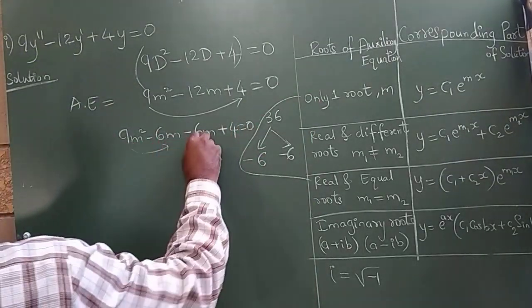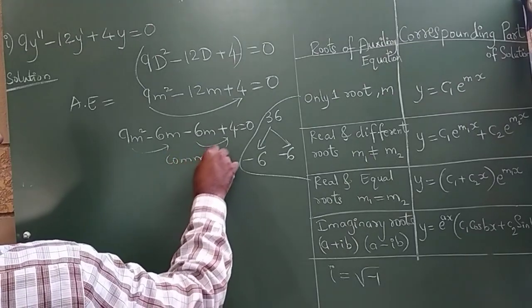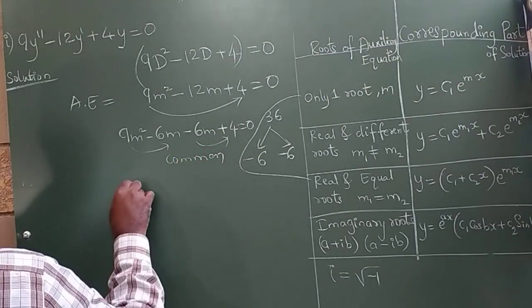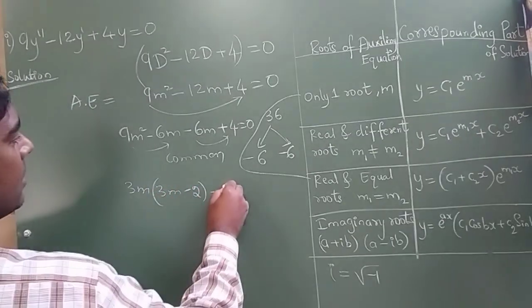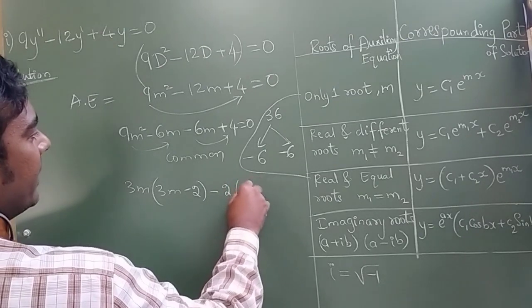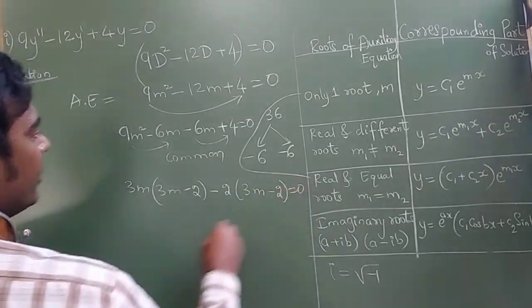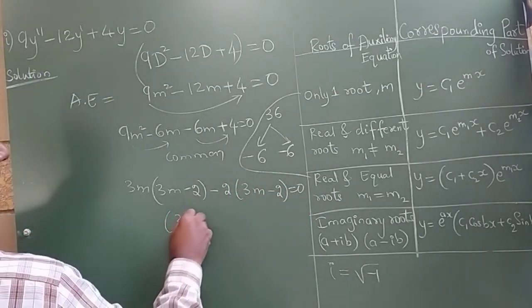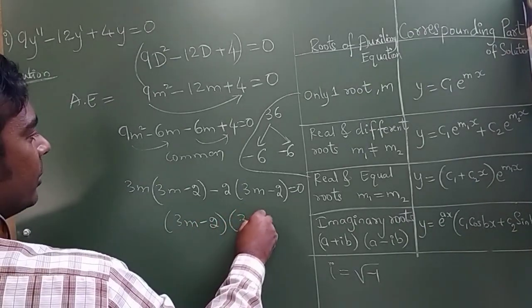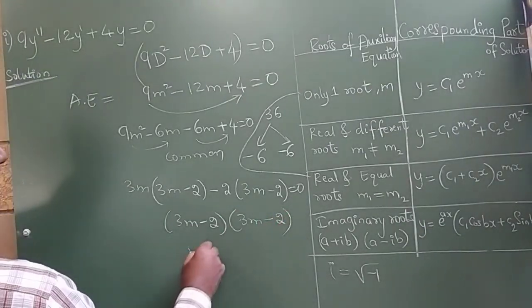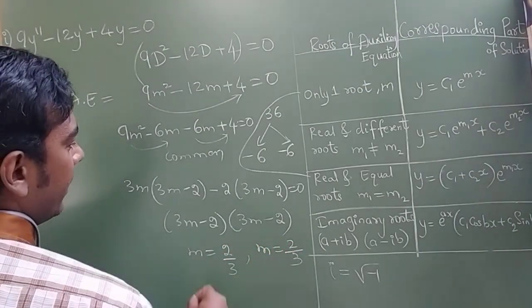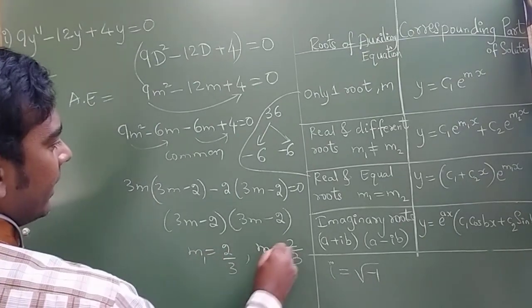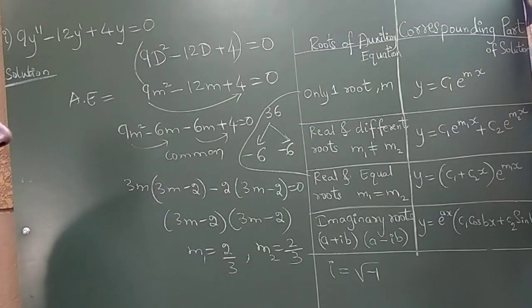Fine. In this 2 and in this 2, what is common? 3m is common. So 3m minus 2. Here 2 is common. So it will be 3m minus 2 is equal to 0. In this 2 again 3m minus 2 is common, here also 3m minus 2. So m is equal to 2 upon 3. m is equal to 2 upon 3. So you can see this is m1 and this is m2. Both are real and equal.